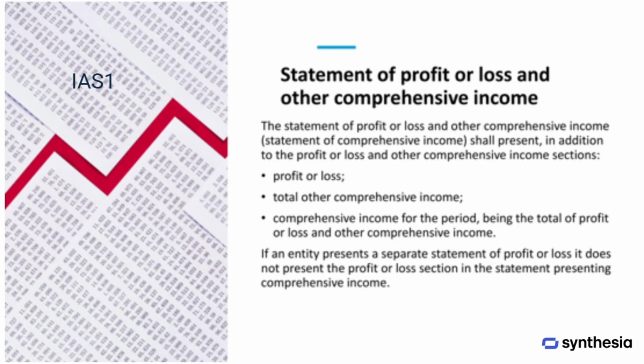The statement of profit or loss and other comprehensive income, also known as the statement of comprehensive income, shall include, in addition to the profit or loss and other comprehensive income sections, the profit or loss, total other comprehensive income, and comprehensive income for the period, which is the total of profit or loss and other comprehensive income. If an entity presents a separate statement of profit or loss, it is not required to present the profit or loss section in the statement of comprehensive income.